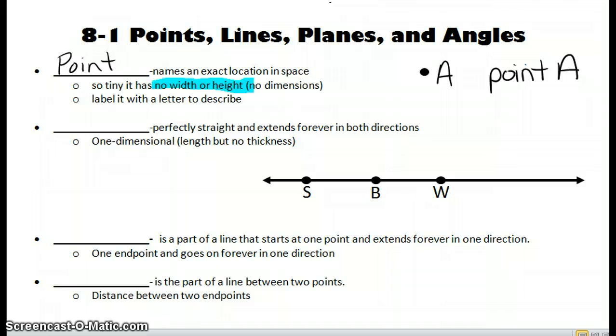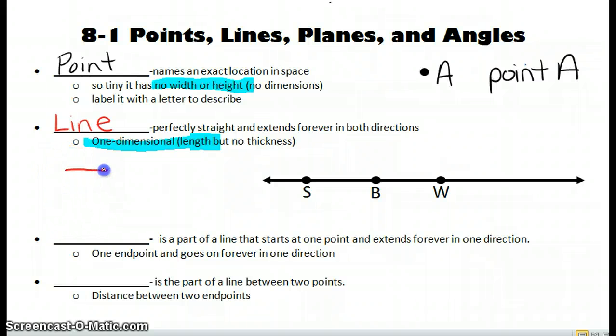Our next word is line. It is perfectly straight and extends forever in both directions. It has one dimension, length only. It has no thickness. We have a line here with 3 points on it. We have point S, point B, and point W.